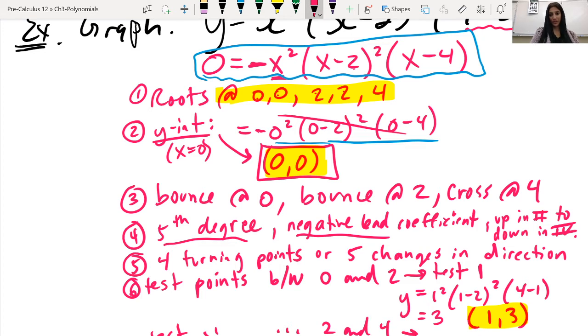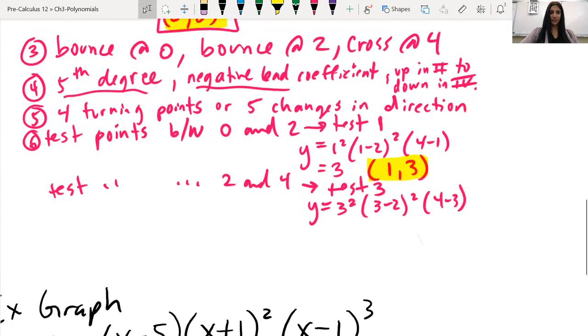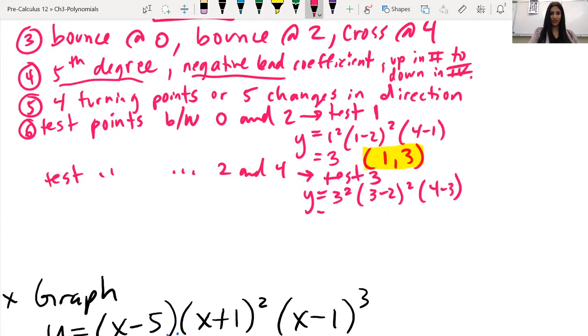So maybe I'm going to test 3. So y equals 3 squared and 3 minus 2 squared and 4 minus 3. And I will move this up. I know we are running out of room. I'm going to move this all around so that we can keep track of this. And I end up getting 9. So I have another point at 3, 9. And I'm going to highlight that.